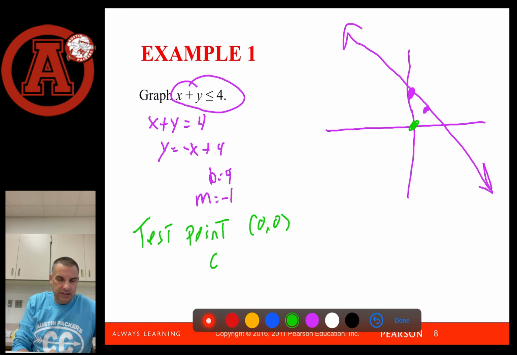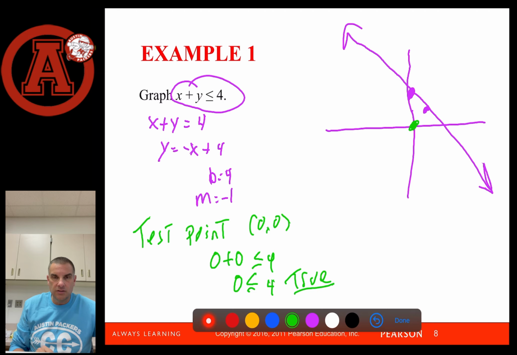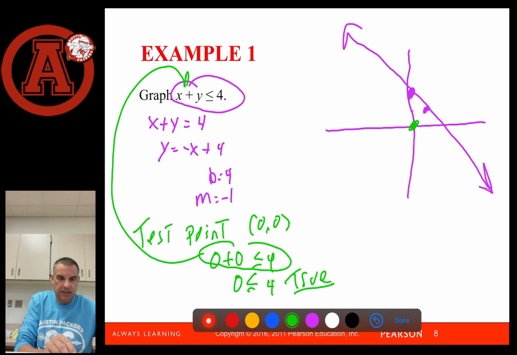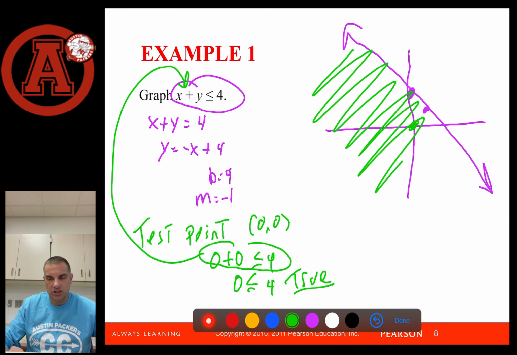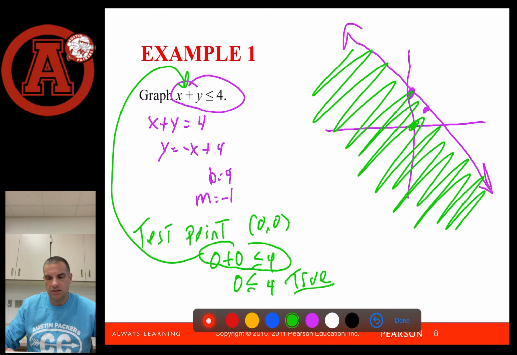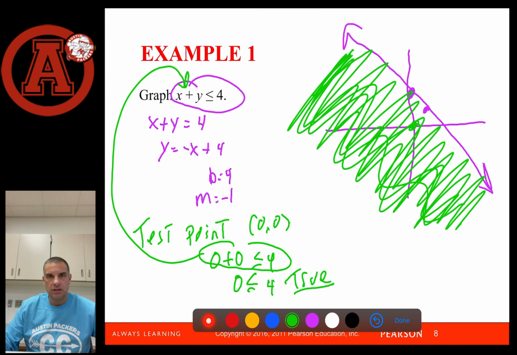That tells me that 0 plus 0 is less than or equal to 4. So is 0 less than or equal to 4? I think so, so this is true. And where did I get this 0 plus 0? It's right there. I just replaced my x value and my y value with 0. Since it's true, that means I'm going to shade in this region. So all of my solutions are going to be down in my shaded region down here. And that's essentially how you graph.